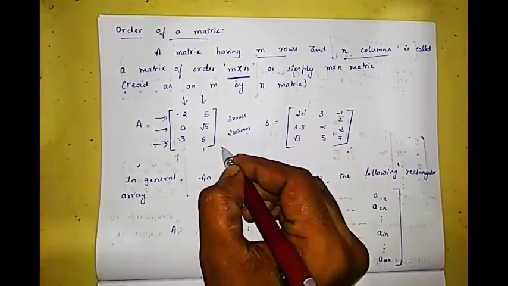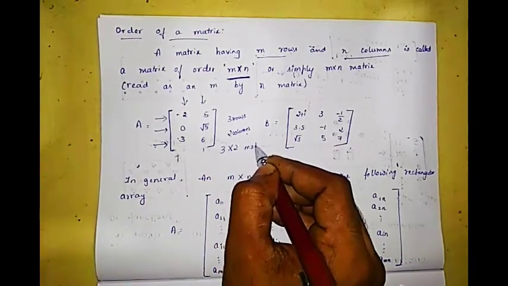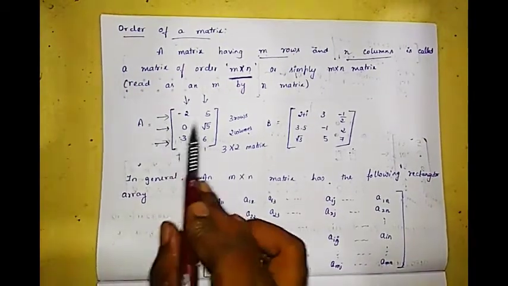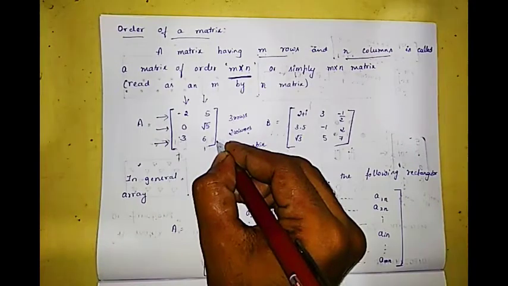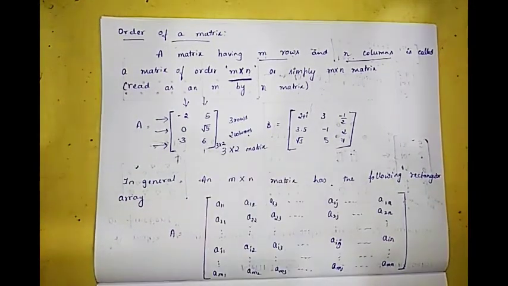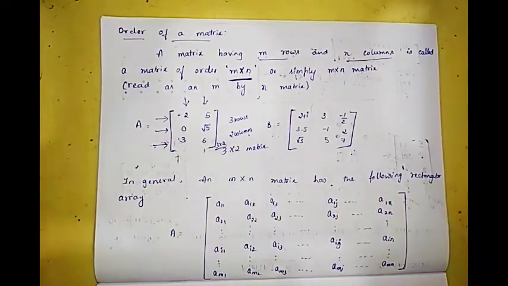Can we say it is a 3 by 2 matrix? Yes, absolutely. It is a 3 by 2 matrix. We write the order in the suffix of the matrix. Here we are writing the order, 3 by 2 matrix. Clear?